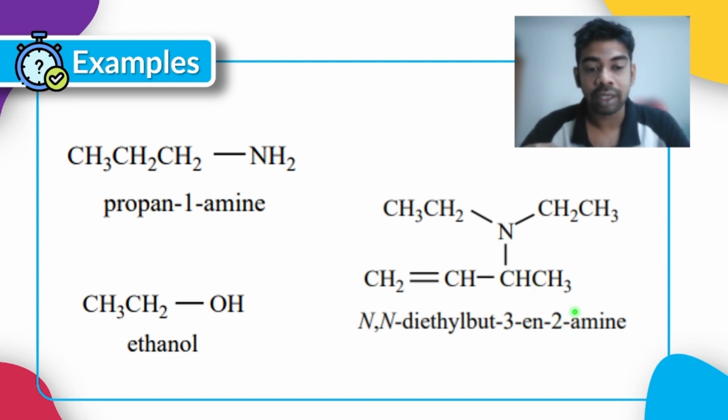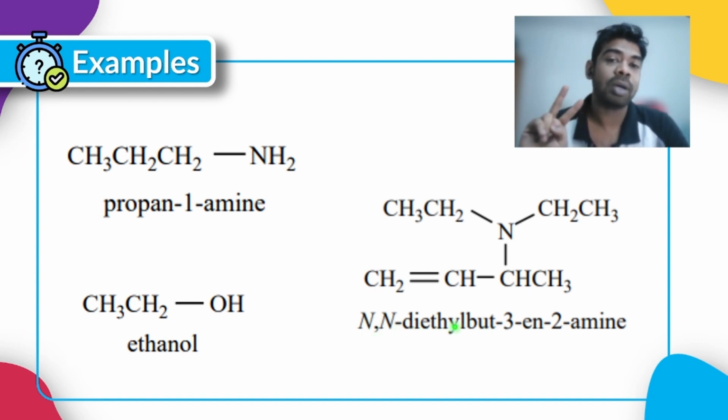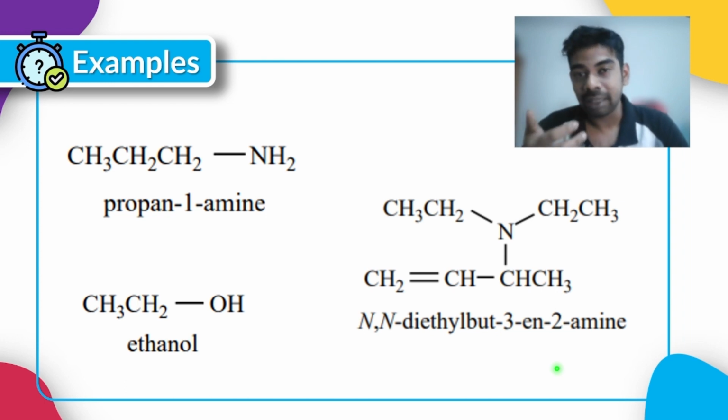So that's what they have mentioned here. Then at 1, 2, 3, at 3 you have ene, so they have mentioned 3-ene. And then you have 1, 2, 3, 4 as your root word, so hence they have used but-. And at the N position with nitrogen, you have two ethyl groups. So N,N-diethyl. That's how you're going to name this.